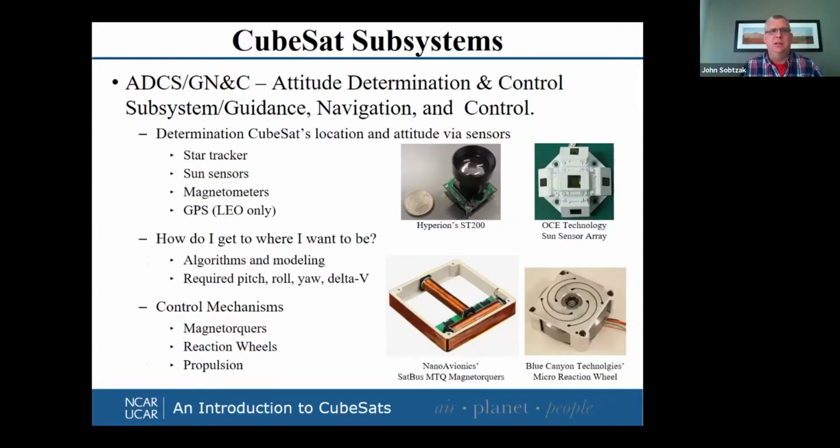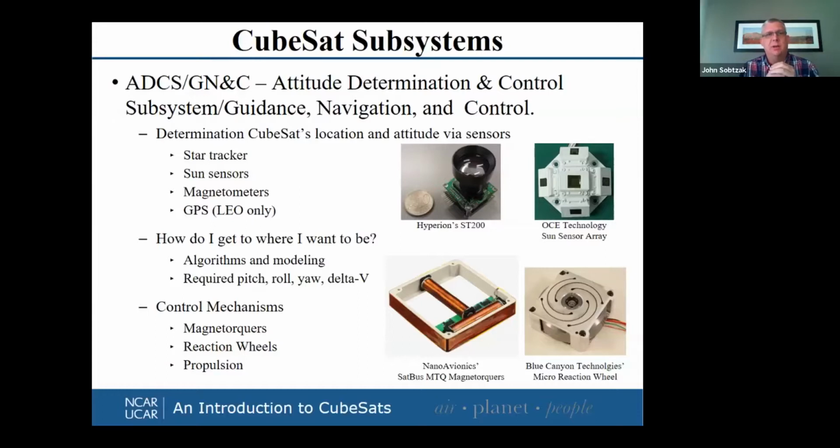Attitude determination and control system, also known as guidance and navigation. So you're flying around in outer space, either around the Earth or out in deep space, and you need to know where you are. And that's the purpose of this subsystem. It's to determine where you are and which way you are pointing. That's the attitude of the CubeSat.